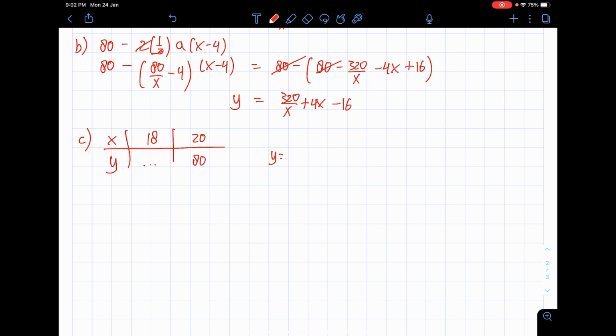To find the value of Y when X is 18, I just need to substitute 18 for X. Press the calculator, and you'll get 73.7777. Just put 73.7. 3SF, 1 dp, good enough.